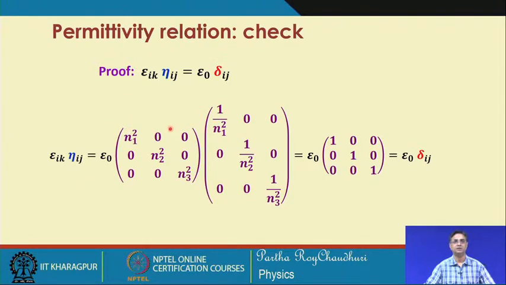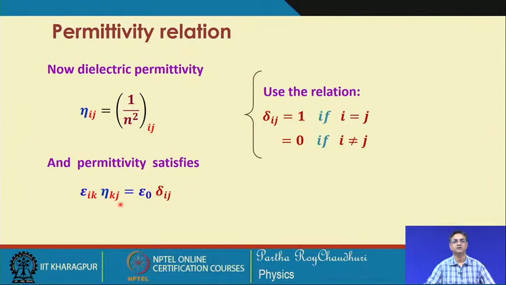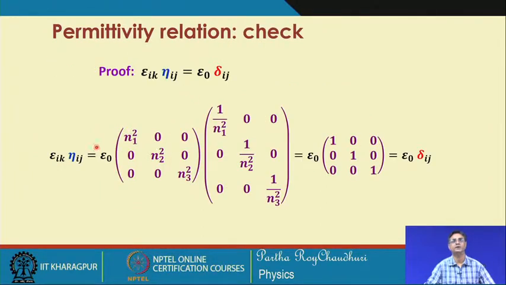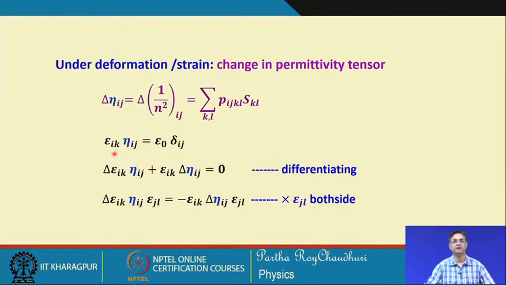Just to check how we get this relation, there is just a one line exercise: eta I k eta I j. So, this is your 3 by 3, this is again 3 by 3. If you take the product of this, only this becomes 1 1 1. So, this is eta I j and epsilon 0. So, this is 1 1 1. So, it is just a one line check.